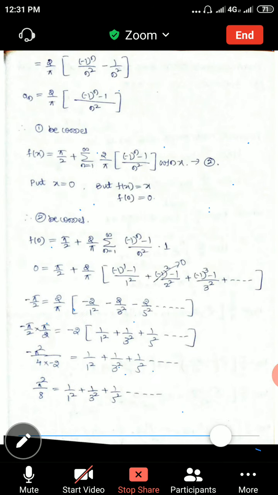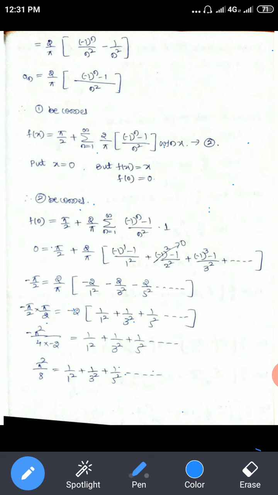We'll go to the next page. 2 by pi, minus 1 raised to n divided by n square, minus 1 by n square. So therefore 2 by pi, with n square as the LCM, minus 1 raised to n minus 1. This is about a n. Therefore equation 1 becomes f of x equal to a naught by 2. A naught is pi, so pi by 2 plus summation of a n. A n is this, that is 2 by pi, minus 1 raised to n minus 1 divided by n square, into cos of nx.